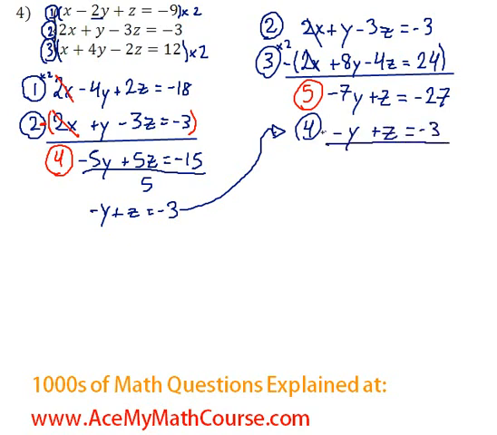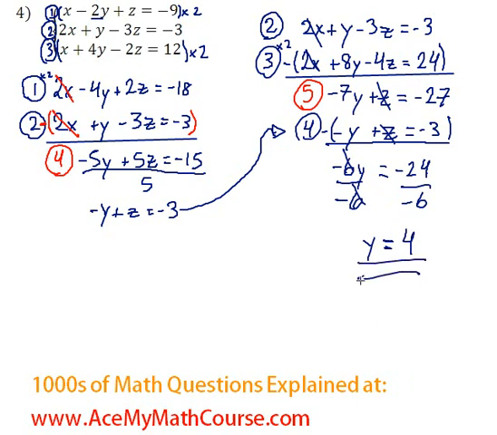Then we can subtract the equations. So negative 7y plus y is just negative 6y. z minus z cancel out. And negative 27 plus 3 is negative 24. y plus, because negative negative make a positive. Now I can divide both sides by negative 6. And negative 24 divided by negative 6 is just 4.